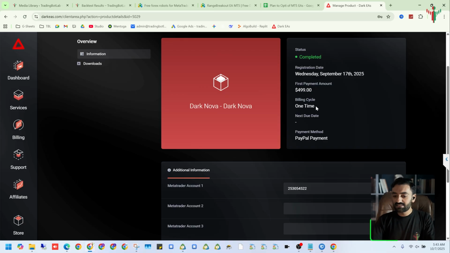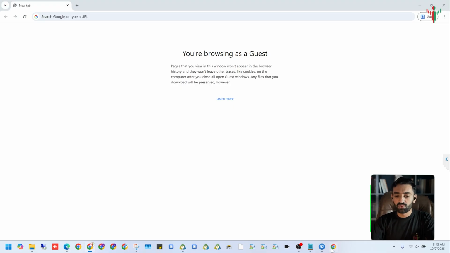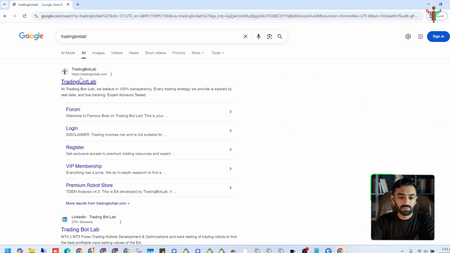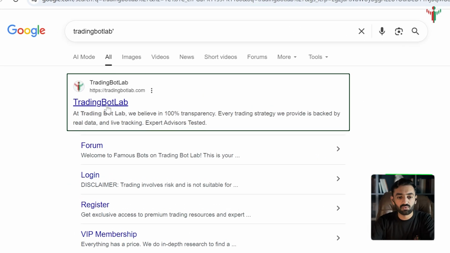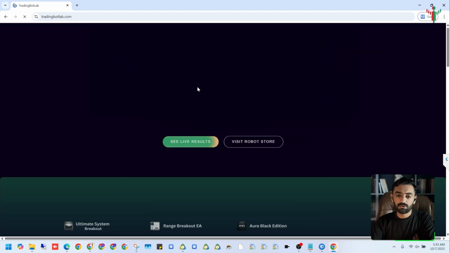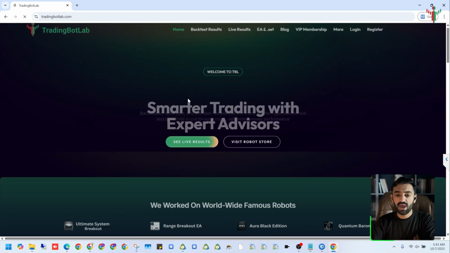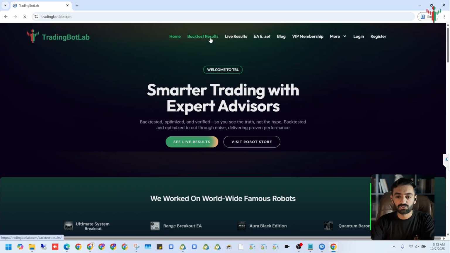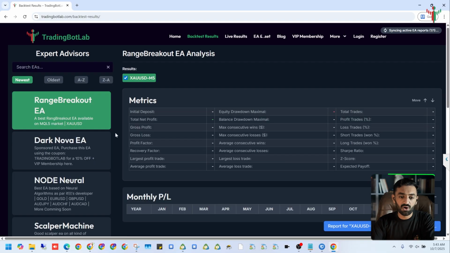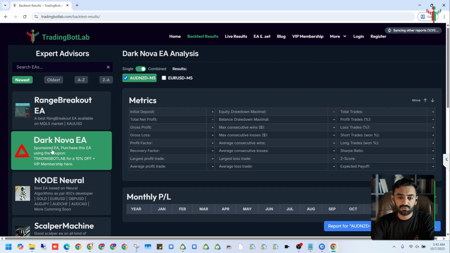Okay, to analyze it more deeply, let's move to the website, tradingboardlab.com. If you are visiting this website for the first time, it may take a few seconds to load everything in your browser. Here in the backtest results, you can also check the live results, but right now I am focusing on the backtest results of the Dark Nova EA.